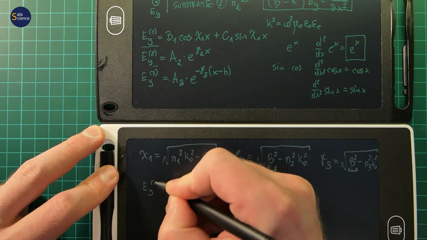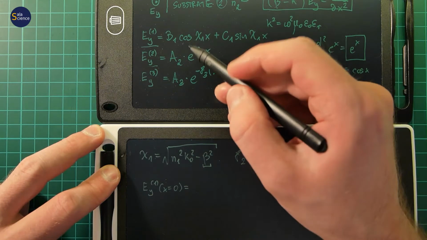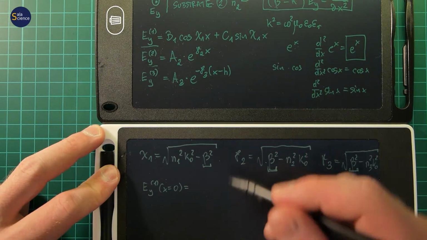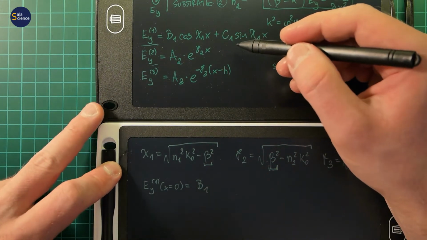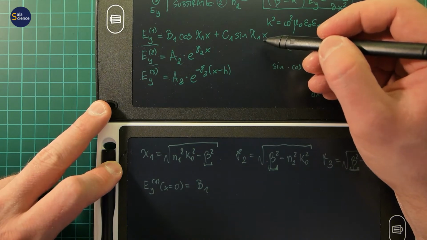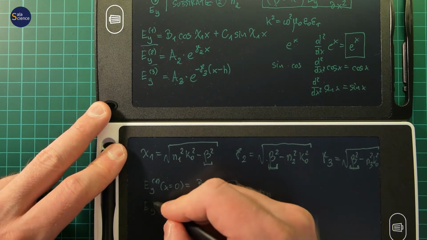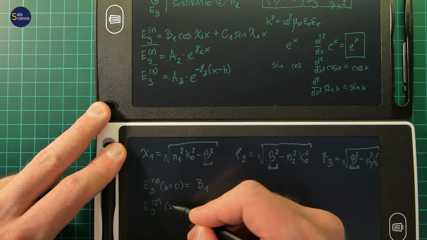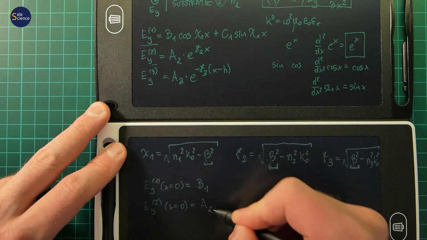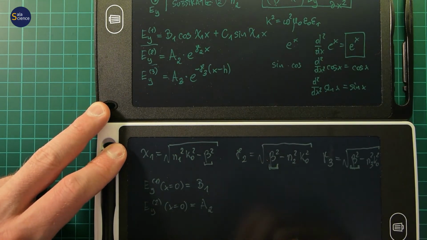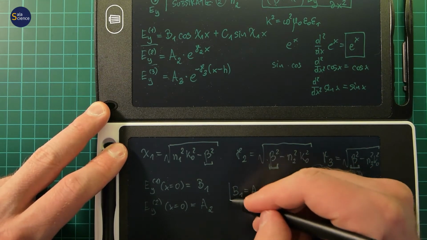E_y in the first region for x equal to 0 equals b1 cosine of 0, which is just b1, plus c1 sine of 0. Sine of 0 is 0, so this is just b1. E_y in the second region for x equal to 0 equals a2 e to the power of 0, so this one. It means that b1 must be equal to a2.